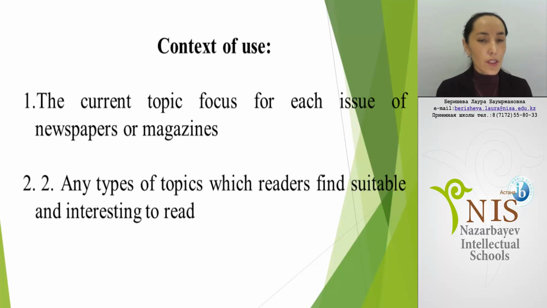The second is about the context of use. So the current topic focus for each issue of newspapers or magazines. Newspapers and magazines are usually published daily or weekly. So for daily newspapers and magazines, it is really important to be the first in the place where any events happened and to inform the people about the event before all the other newspapers and magazines. So in this case, I suppose if a terrorist attack happened in Paris tonight, all of the newspapers and magazines could be really interested in informing the people about this event.